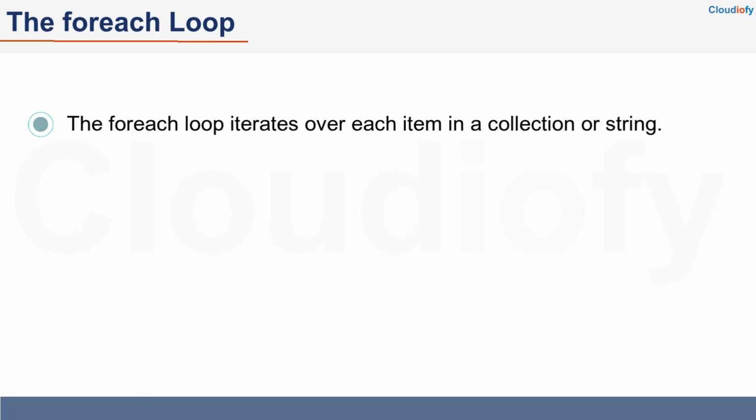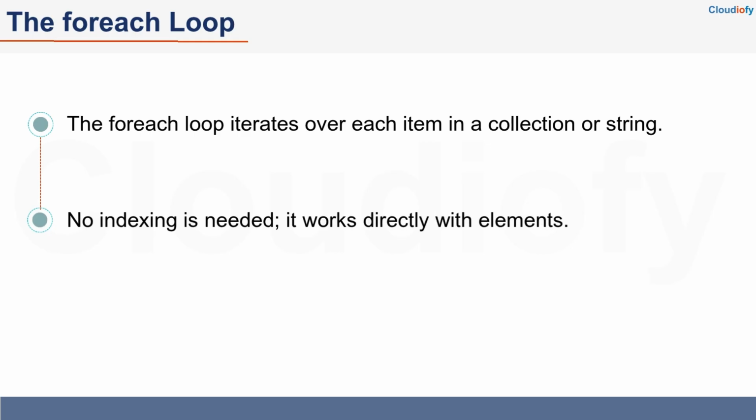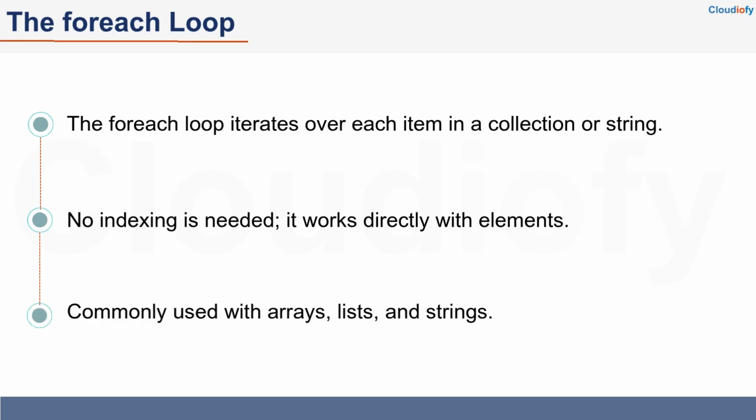Now let's talk about the foreach loop. The foreach loop iterates over each item in a collection or string. It goes through one item at a time, whether it's in a list, array, or even a string. No indexing is needed. It works directly with elements. You don't need to write or manage index numbers like i. It picks up each item on its own. Commonly used with arrays, lists, and strings.